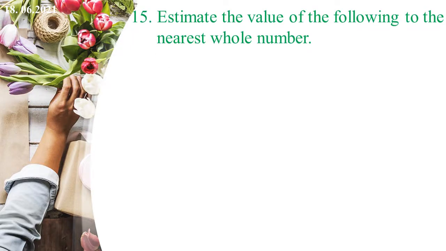Now we are going to learn about estimating square roots. Estimate the value of the following to the nearest whole number. Square root of 97. Here 97 is not a perfect square. Then we shall not be able to find the exact square root. In these cases, we need to estimate the square root. Let us estimate the value of the square root of 97 to the nearest whole number.